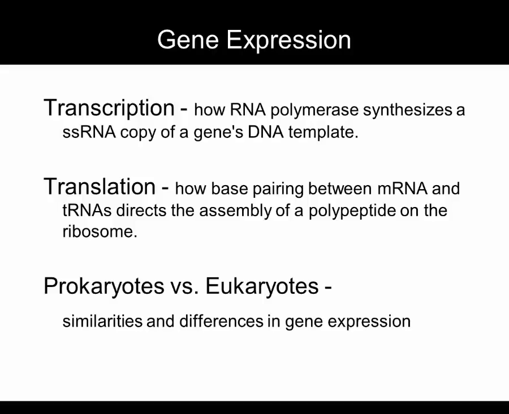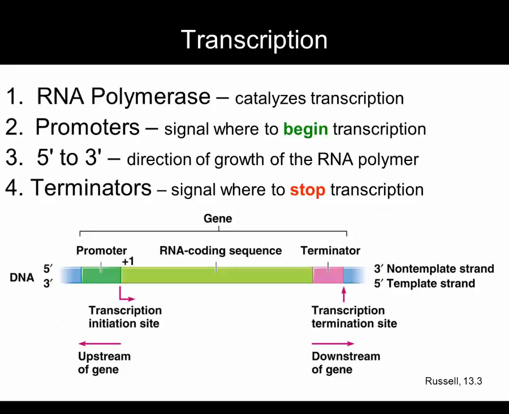We're going to go over both processes in the next few lectures and address how each differs in prokaryotes and eukaryotes. We'll begin with transcription. Transcription is analogous to replication in many ways, though you do need to be aware of several important differences. Let's start with the polymerase. Just as DNA polymerase was the key enzyme for replication, RNA polymerase is the key enzyme for transcription.